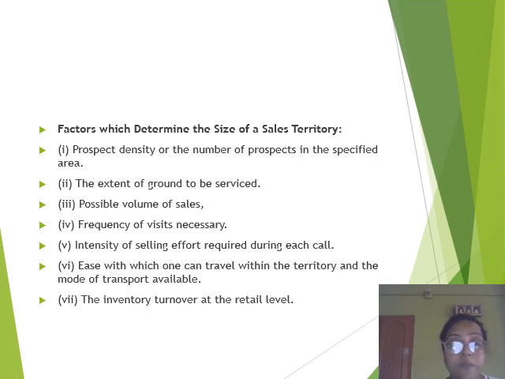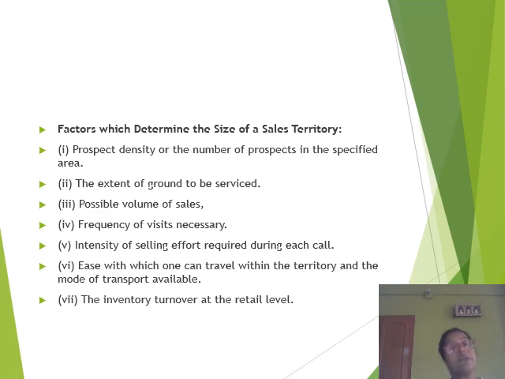Even this is very important. In certain geographical locations, transportation might not be so easy. So we have to see in which areas transportation is more available and in which areas it is less available. According to that, the sales planning has to be done. And the inventory turnover at the retail level.